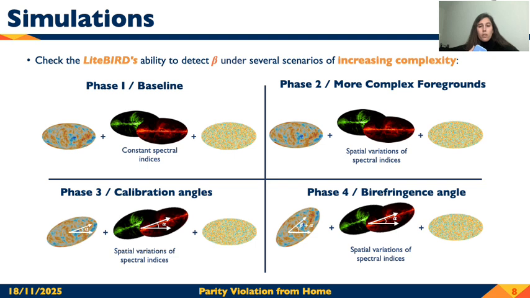For phase 2, we increase the foreground complexity. So now, instead of having constant spectral indices, we have spatially varying spectral indices. We used PySM's S1D1 models. For phase 3, we include the possibility that each frequency channel might be subject to a non-zero polarization angle. So each frequency channel is rotated by a given alpha_f polarization angle. And then in phase 4, we included the possibility of having a non-zero beta angle. So now the CMB map is rotated by beta plus alpha_f.